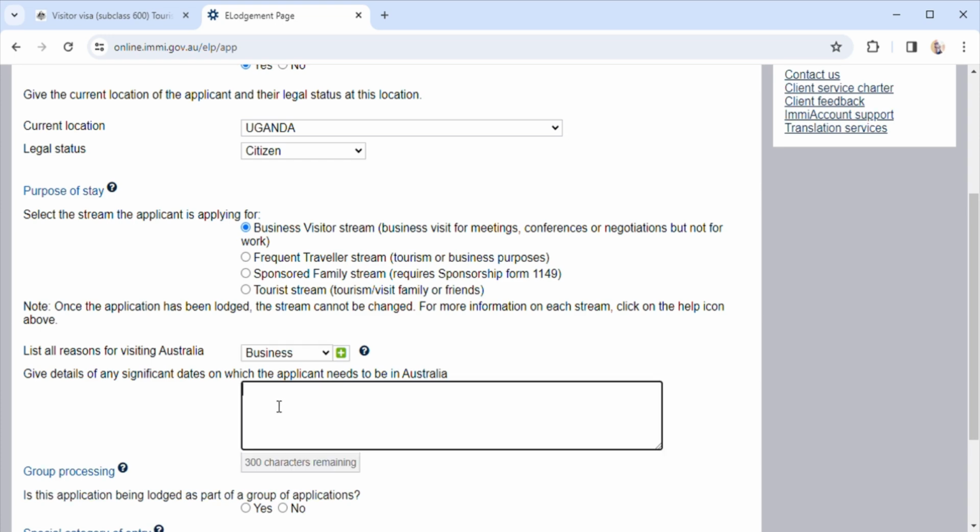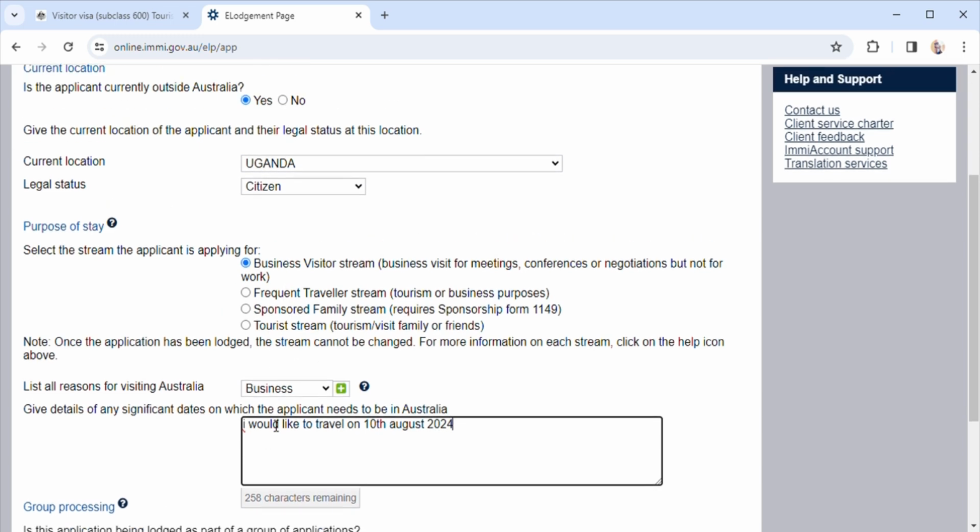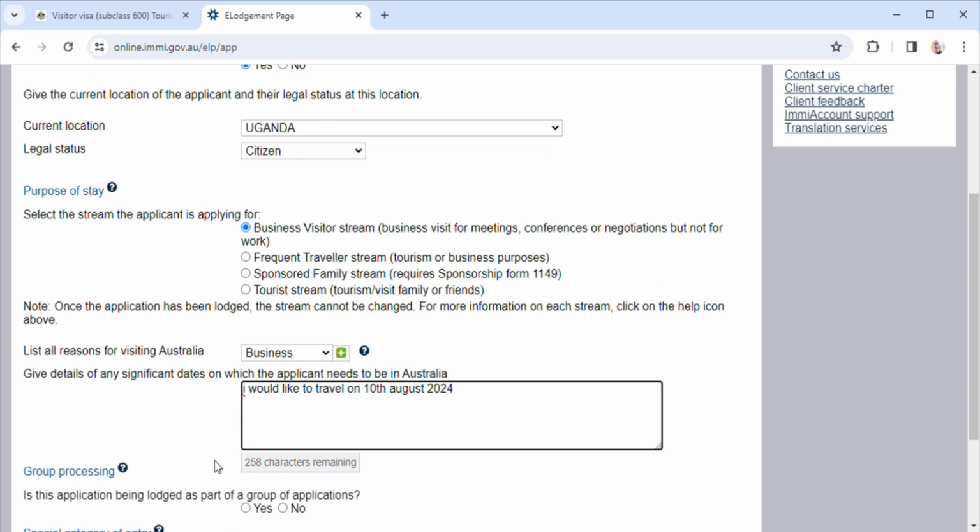You may say, I would like to travel on maybe 10th August 2024. You just give the details. As you can see, I don't want to waste a lot of time, but I'm trying to explain to you the steps and the procedures you have to go through.